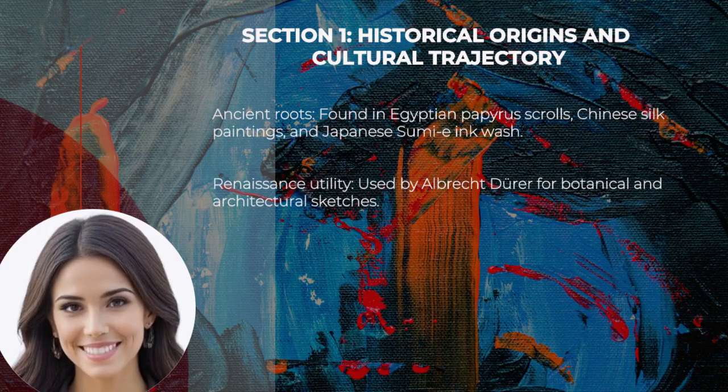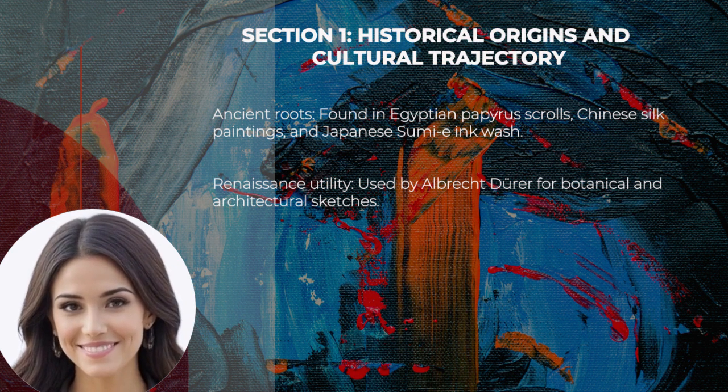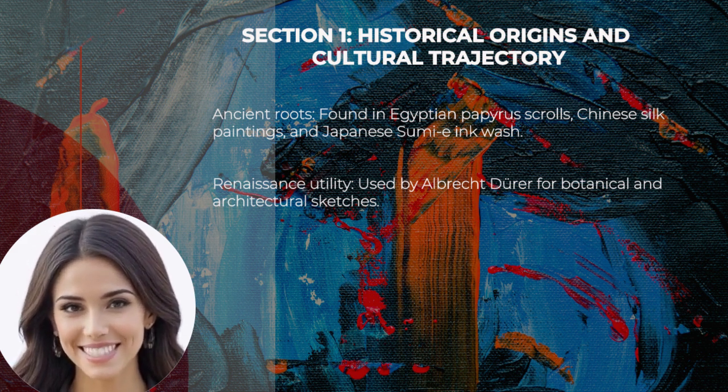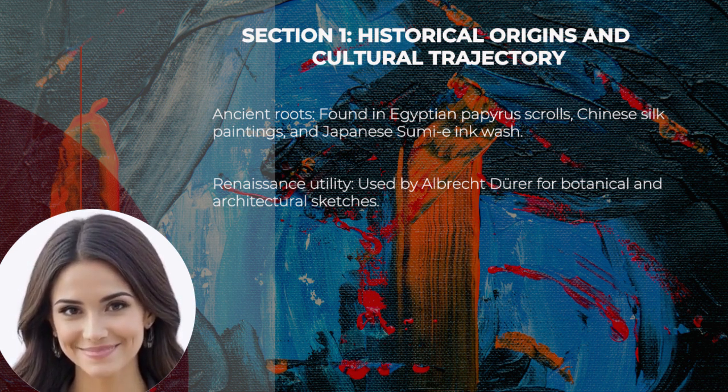Section 1. Historical origins and cultural trajectory. Ancient roots, found in Egyptian papyrus scrolls, Chinese silk paintings, and Japanese sumi-e ink wash. Renaissance utility, used by Albrecht Dürer for botanical and architectural sketches. 18th and 19th century British watercolor movement. J.M.W. Turner elevated watercolor to a serious fine art medium. Modern applications, employed in fashion illustration, children's books, and contemporary abstraction.